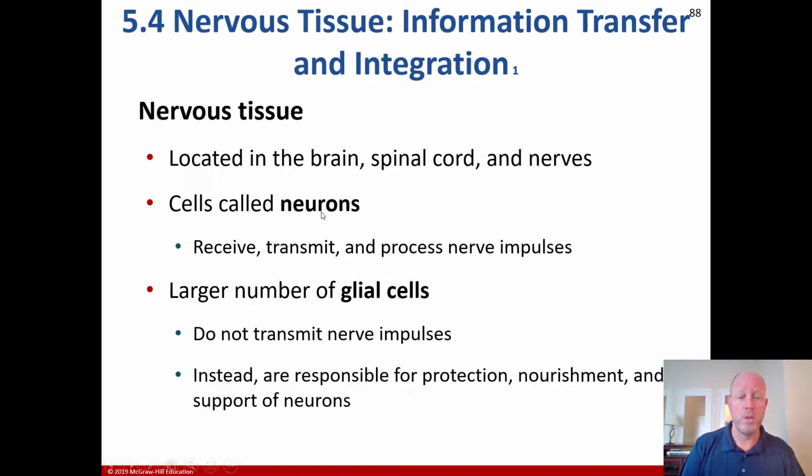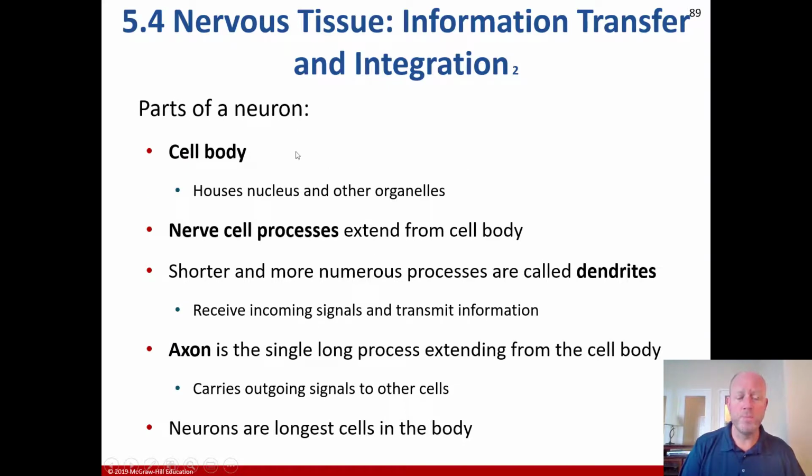The two main types that we're looking at for nervous tissue are neurons and glial cells. The parts of the neuron: the cell body houses the nucleus and other organelles. Nerve cell processes extend from the cell body. We'll show an image in a moment here. The shorter, more numerous processes are called the dendrites. They receive incoming signals and transmit information. And the axon is a single long process extending from the cell body. It carries outgoing signals to other cells. Okay? So the dendrites receive and the axon sends out. And neurons are the longest cells in the body.